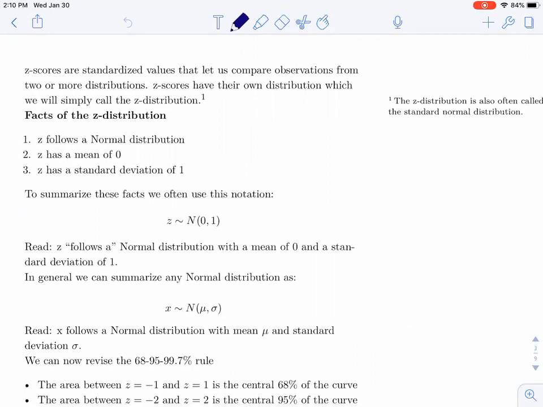So these z-scores, they have their own distribution. We'll call it the z distribution. Sounds reasonable enough, right? Z-scores are standardized values. And so we use z-scores so that we can compare an observation from one population where the mean might be 1 and the standard deviation is 2. And then we have another population where the mean is 20 and the standard deviation is 3. We can standardize those and look at, well, how does this observation compare to this observation, right? So we're able to standardize these values.